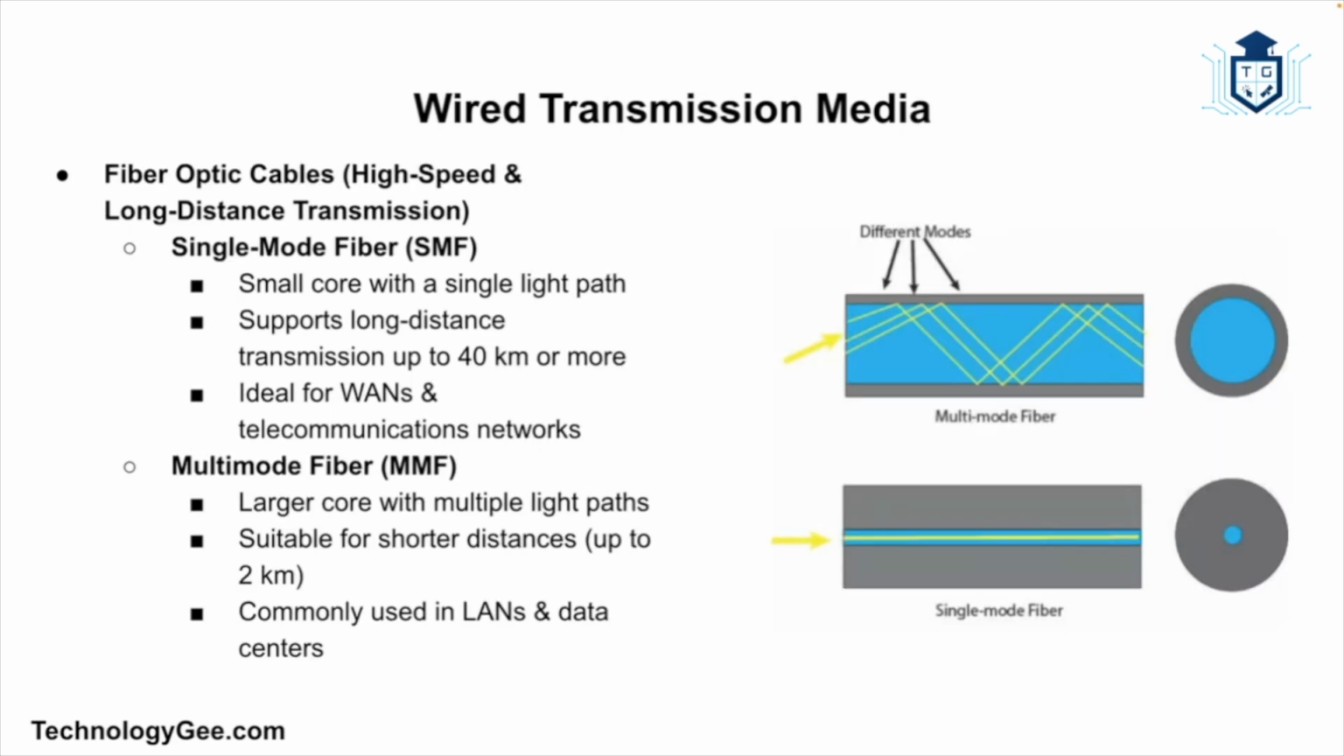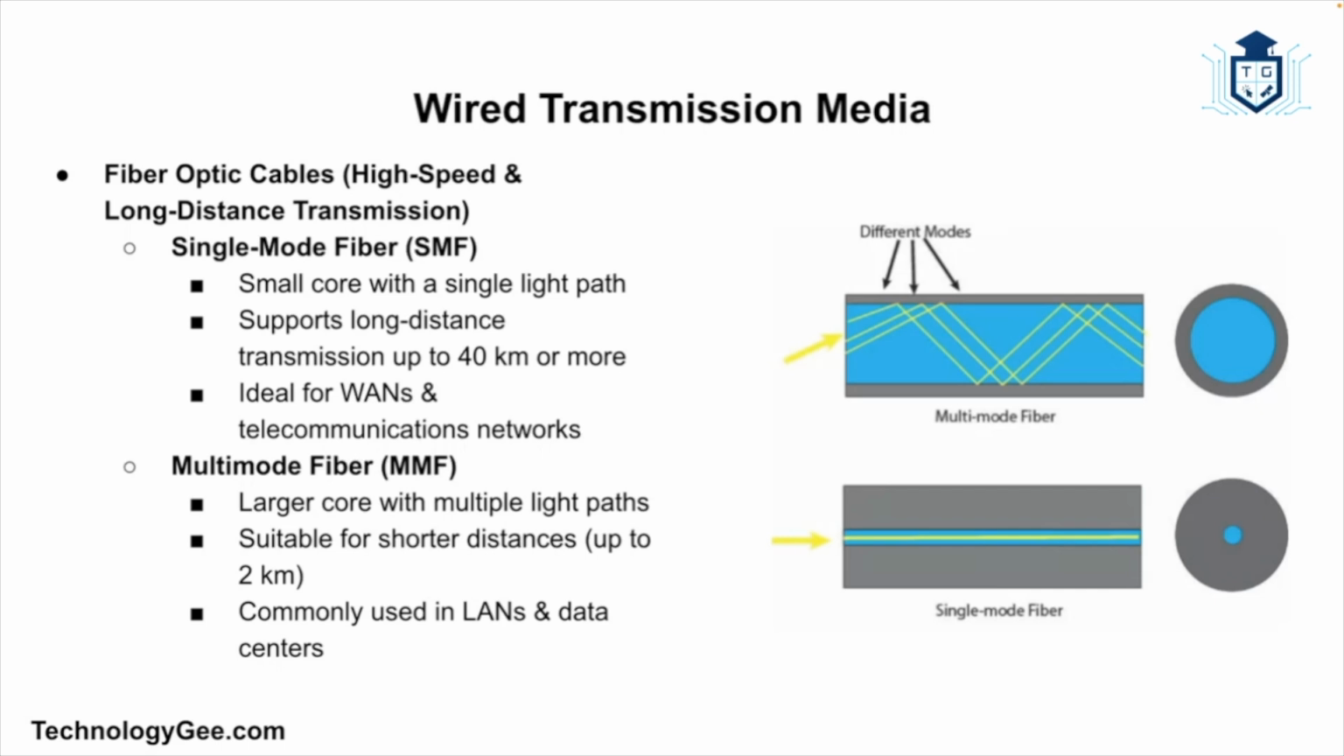Next, we have single mode versus multi-mode fiber. So fiber optic cables transmit data using light, where they offer high speeds over long distances. And there are two main types. The first one is single mode fiber, and this uses a small core in a single light path, which enables transmission over long distances of up to 40 kilometers or more. And this is ideal for wide area networks and telecommunications.